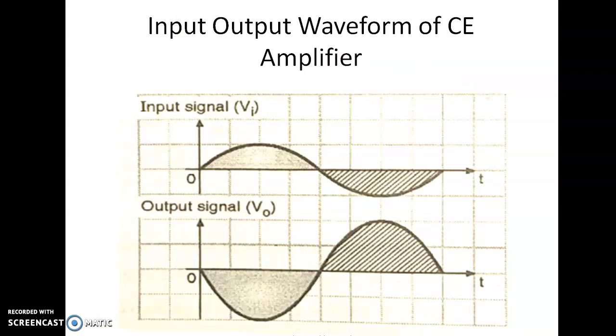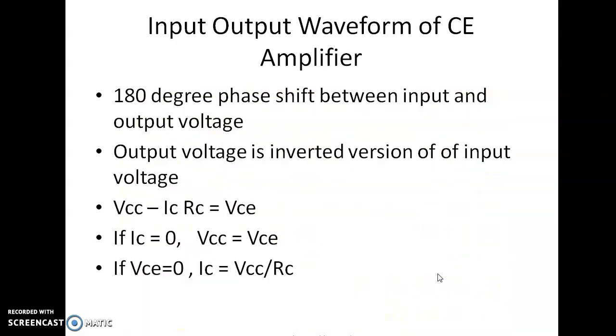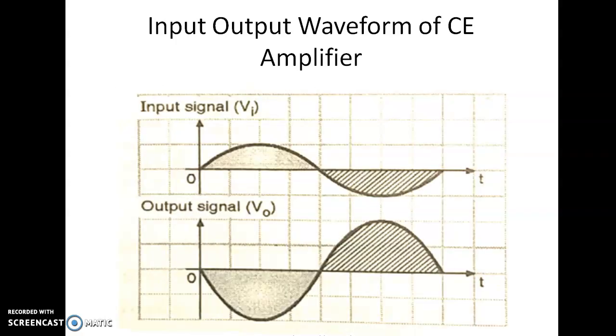The output voltage we are getting here has a 180 degree phase shift with respect to the input signal, but it is the amplified output voltage. So there is a 180 degree phase shift between the input and output voltage. The output voltage is an inverted version of the input voltage. So VCC minus IC RC is equal to VCE, according to the voltage divider rule.